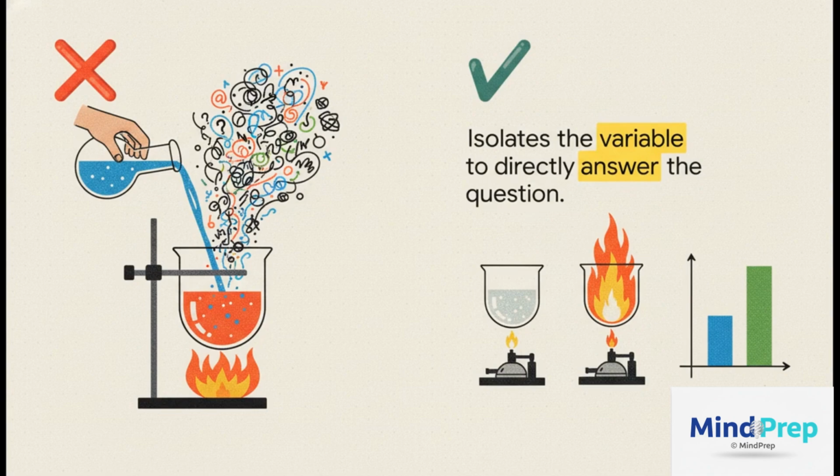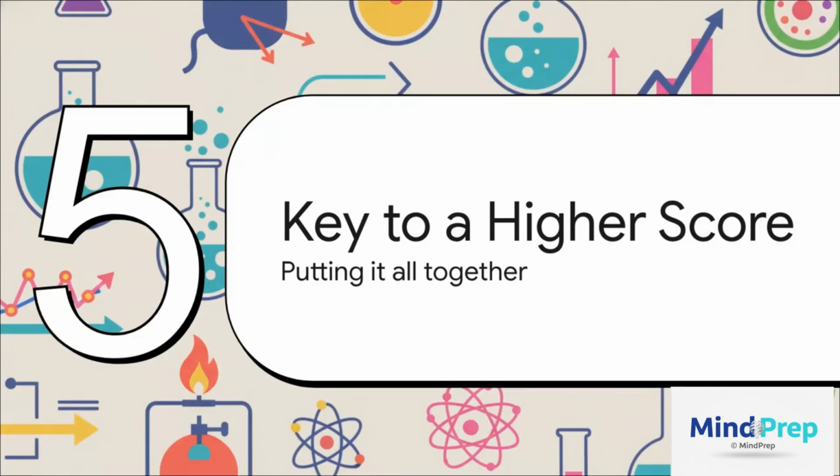A flawed experiment, like the one on the left, it's just messy. It might change the temperature and the substance at the same time. I mean, how are you supposed to know what caused the result? But the best experiment on the right, it's clean, it's focused, it isolates just one variable, which means it's designed to give a super clear, direct answer to the question. So that's the system. That's the whole thing.